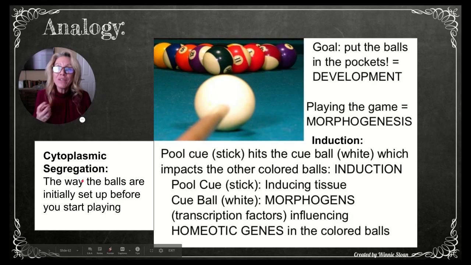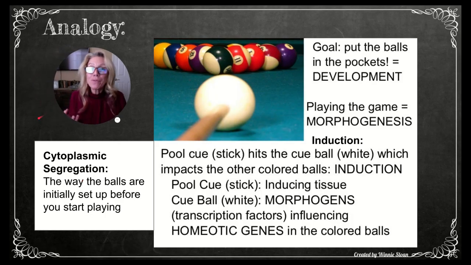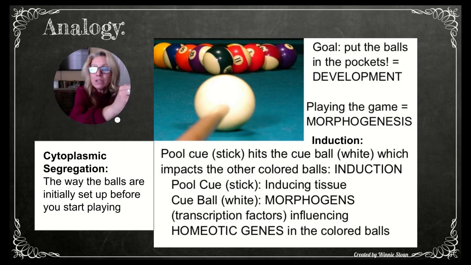All right, so then I have for you this analogy. It might work for you, it might not work for you, but imagine you're playing pool, all right? The goal is to get all the balls in the pockets, right? And that would represent development. Playing the game of pool, that is morphogenesis, the process of playing that pool game, right? Induction. So here your stick, I don't know what you call it, cue stick, right? It hits the white ball, which hits the other balls, trying to get them in the pocket, okay?